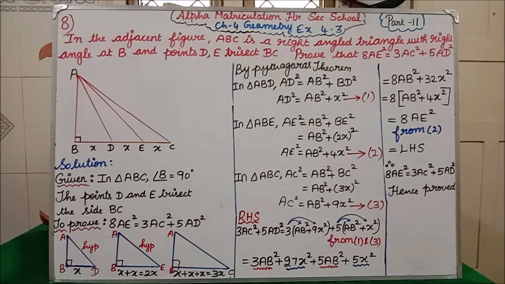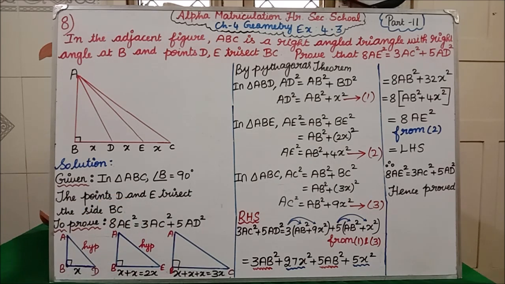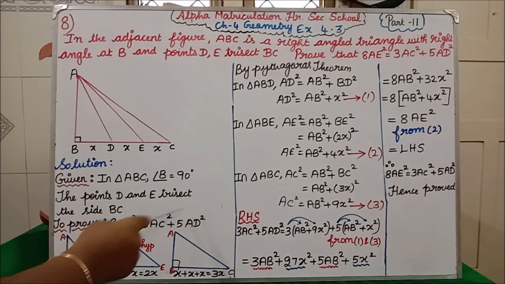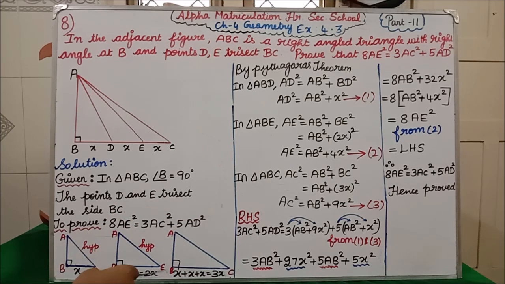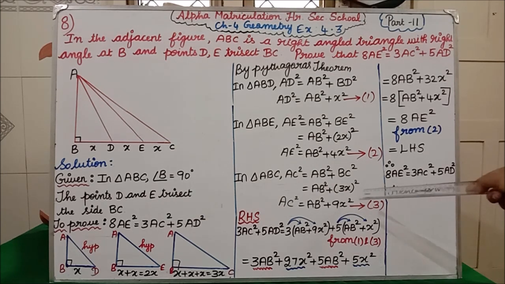Then now we are going to take the last triangle ABC. So in this, which is the hypotenuse? AC side is the hypotenuse. So how will you write now? AC square equals AB square plus BC square. Clear students? Now we know only BC side distance, that is 3x.